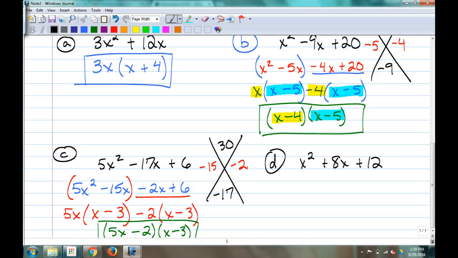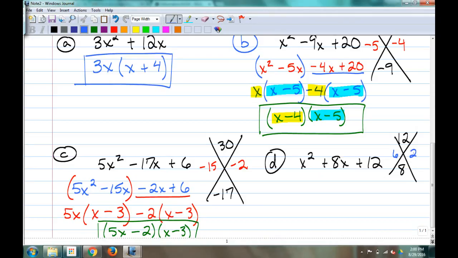Factor that one. Excuse me. So, what number goes on top? 12. What number goes on the bottom? What multiplies to 12 and adds to 8? 2 and 6 or 6 and 2, whichever way you want to do that.